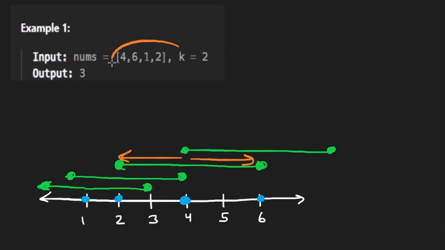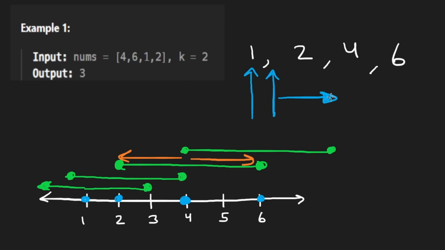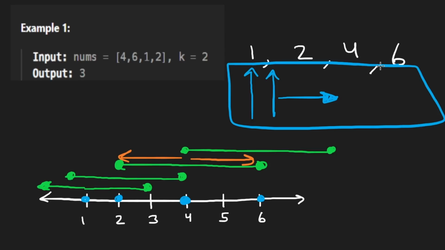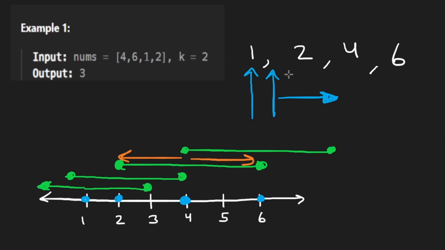Let's consider this input array. Let's consider sorting it. So we have 1, 2, 4, 6. How would we go about doing a sliding window approach? Usually it goes something like this. We have a left pointer and then we have a right pointer, and we try to shift the right pointer as much as we can. Usually the sliding window is optimizing the brute force approach. With the brute force approach, we would find what is the longest window we can have starting at this element. So we'd increase the window as much as we could.